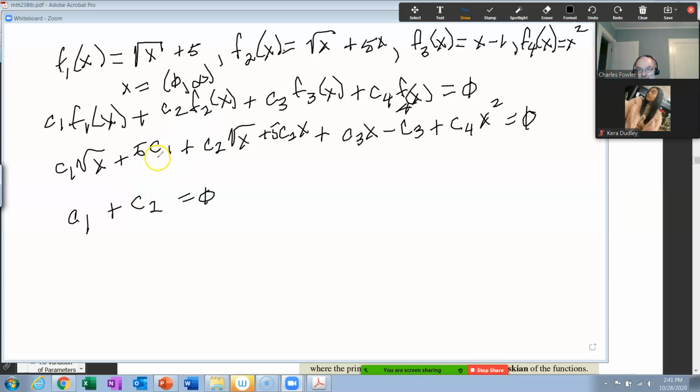Now constant terms, 5C1 minus C3, that also has to equal 0. Yeah, that's a minus C3, sorry about that. 5C1 minus C3 also has to be equal to 0. We've already got this one covered, that one covered. Here we have a 5C2 minus C3 has to equal 0. That's 5C2, sorry.